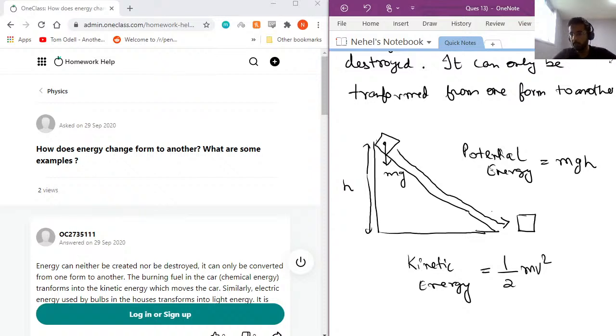And if you were to think, oh hey, how did the box get to the top of this incline? Someone had to do work to put the box on top. So someone had to use their physical energy, let's say, to put the box on top of the incline. So again, that's another example of converting one form of energy to another.